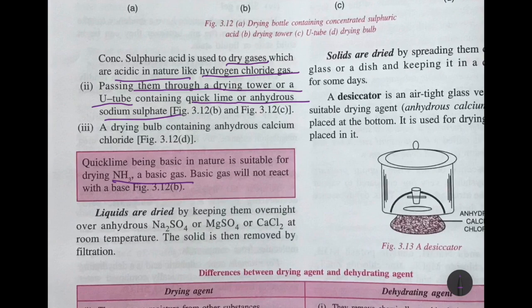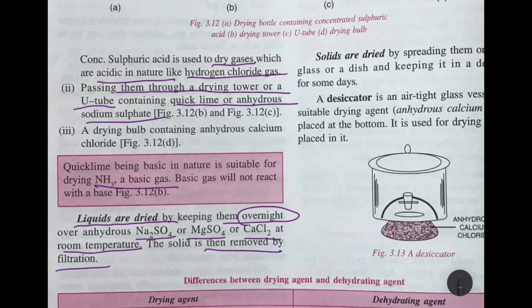Now liquids are dried. Some liquids need to be dried, water needs to be taken out. So they are dried by keeping them overnight, that is the whole night, over anhydrous sodium sulfate or magnesium sulfate or calcium chloride at room temperature. Then whatever solid comes out is removed by filtration.